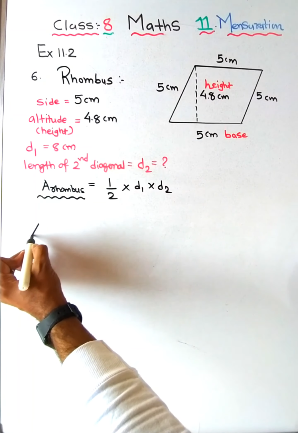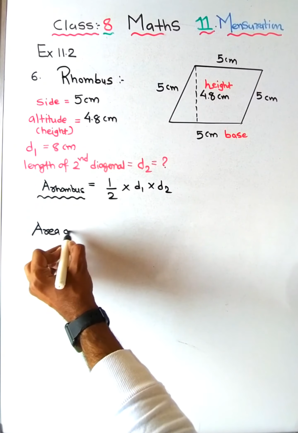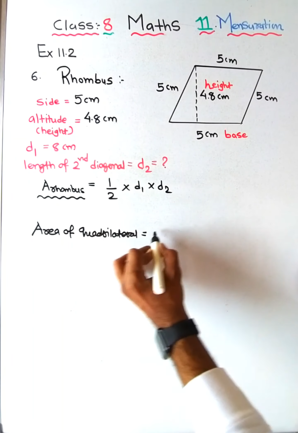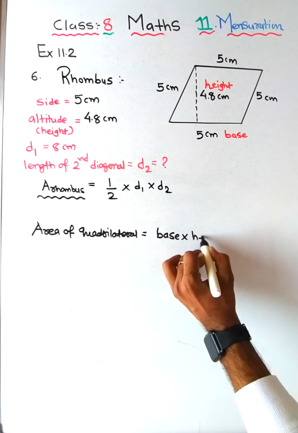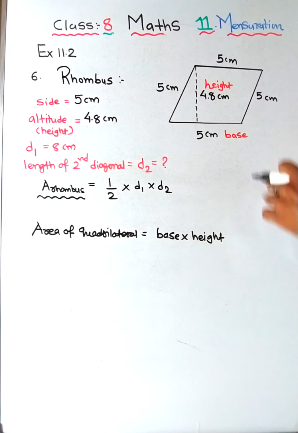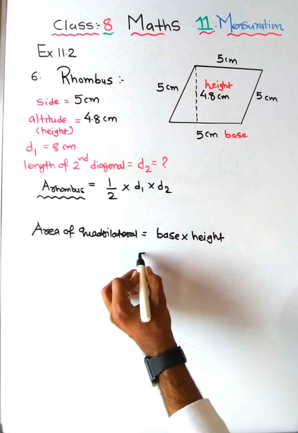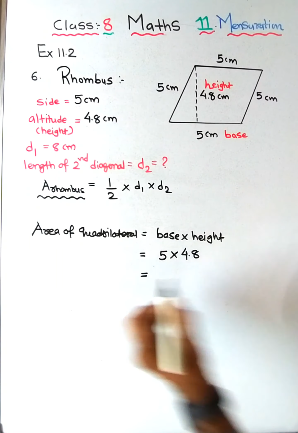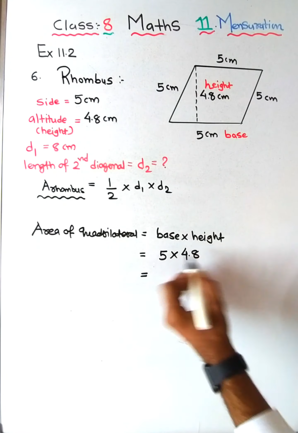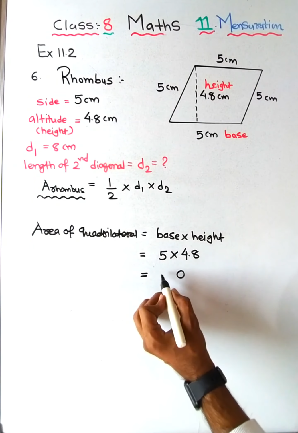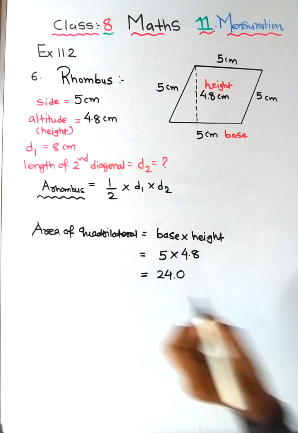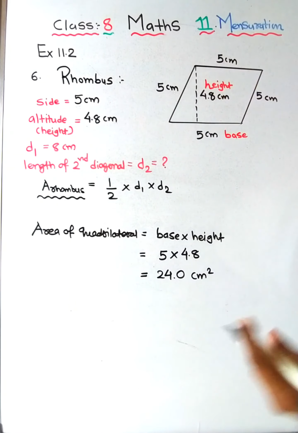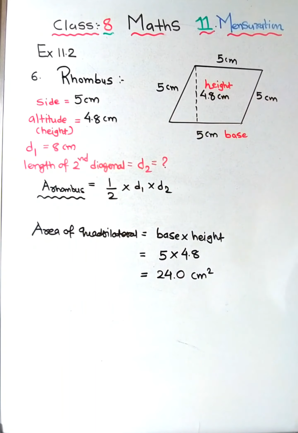We know that area of a quadrilateral is base into height, right? So if we want to find out the area of this, we may multiply base with height. Base is 5 and height is 4.8. So just multiply: 5 8s are 40, balance 4, 5 4s are 20 and 24. Put one dot. This will give you the area of this whole figure.